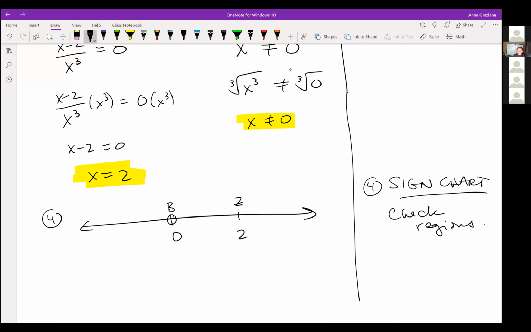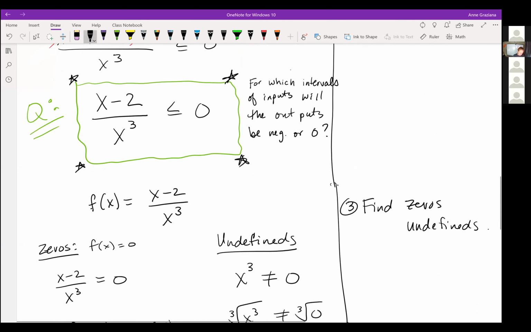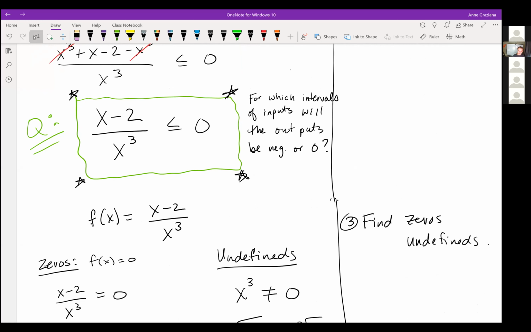Now, can I include this in my final answer? Let's look back at our question. No. Why not? Because we're looking for inputs that make outputs negative or 0, and 2 is greater than 0.